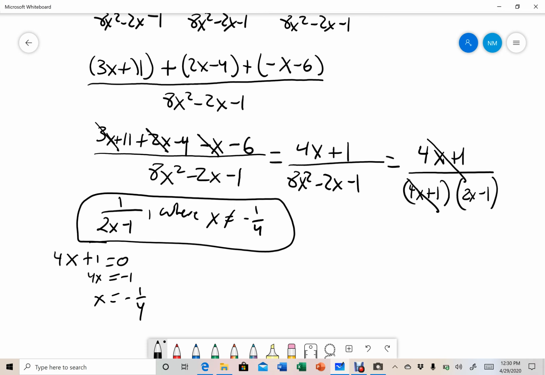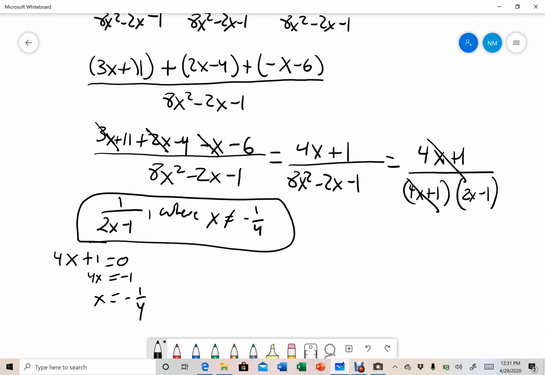So when we're talking about adding these rational expressions, the process is very simple. We combine all together over one common denominator. We then combine terms in our numerator, combine all of our like terms. And then once they're all combined, we factor whatever we can factor. And after factoring, we cancel, and whatever's left over is our answer.